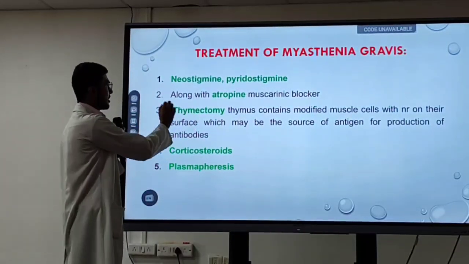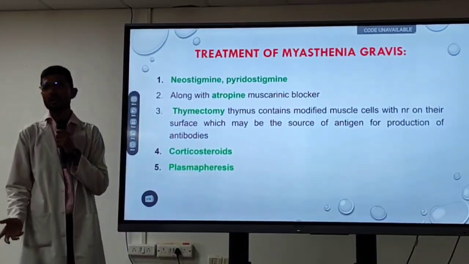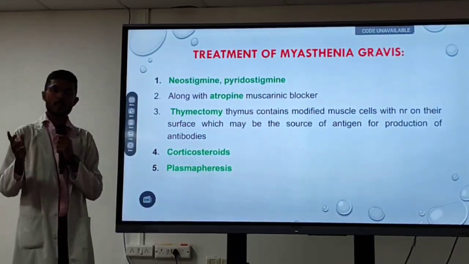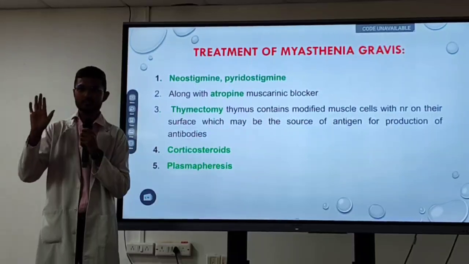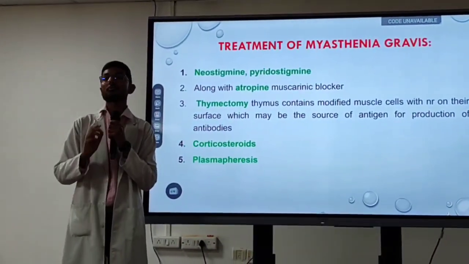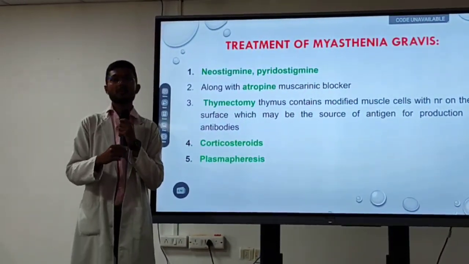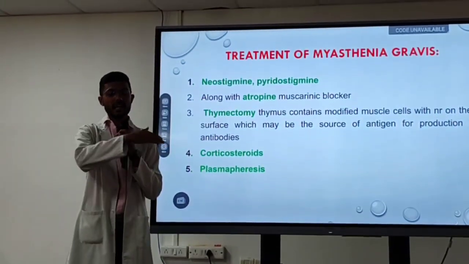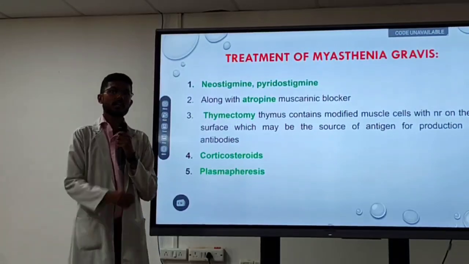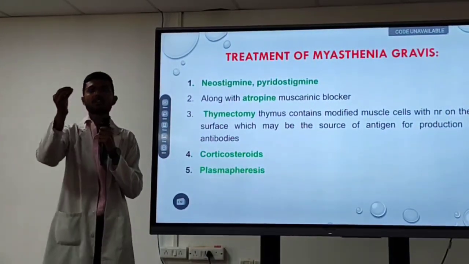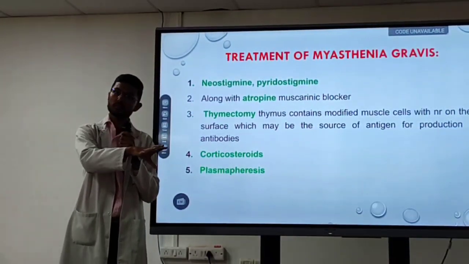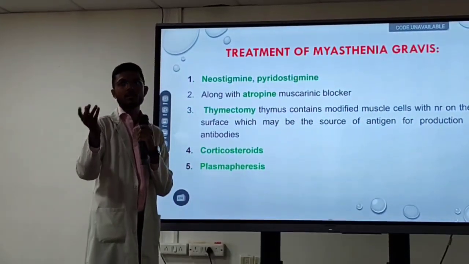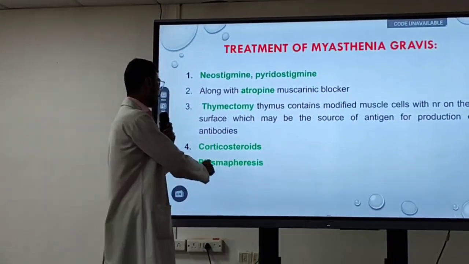Another line of treatment is a surgery called thymectomy, surgical removal of the thymus. Now what is the relation of myasthenia gravis with the thymus? You know in myasthenia gravis antibodies are being formed. The antigens responsible for producing these antibodies are present in the modified muscle cells which are found in the thymus. So the thymus is indirectly forming those antibodies in the body. If we remove the thymus, those modified muscle cells will be removed. It means those antigens will be removed, so antibodies won't be produced. Simple, antibodies won't be able to damage the NM receptors now.